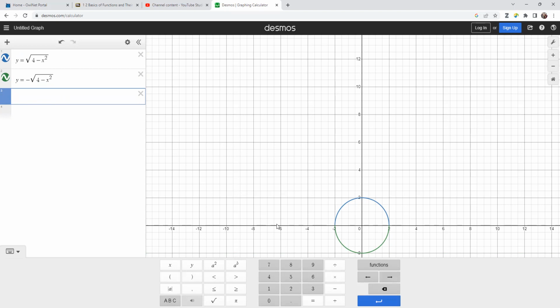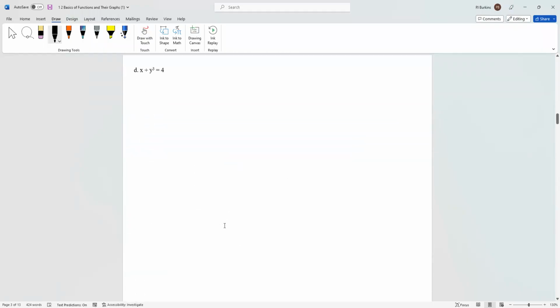Okay, let's continue. And we have x plus y cubed equals 4. So again, first thing you should do is get it to y equals. So I'm going to subtract x from both sides. y cubed equals 4 minus x. I want y equals, I don't like the y cubed, so to get rid of a cube, I'm going to take the cube root. So that gives me y equals cube root of 4 minus x. Now, you might be thinking, well, we just took the square root and we got 2 answers, but for the cube root, we get just 1.